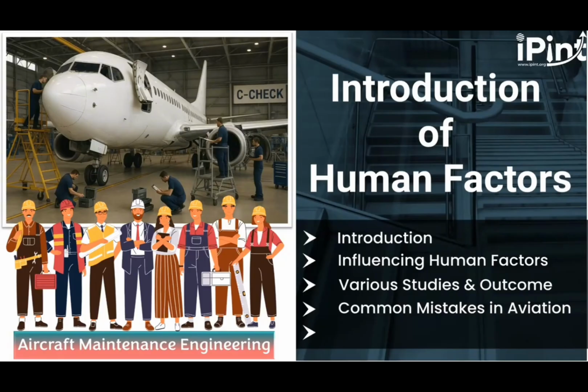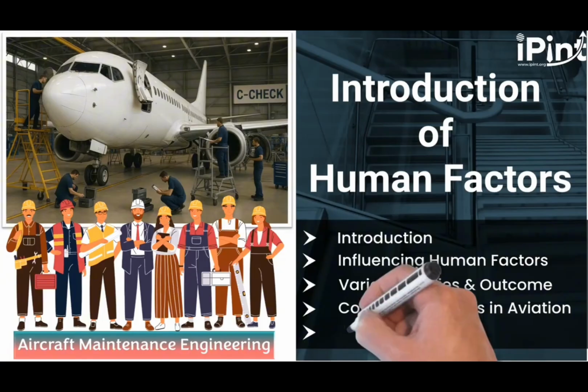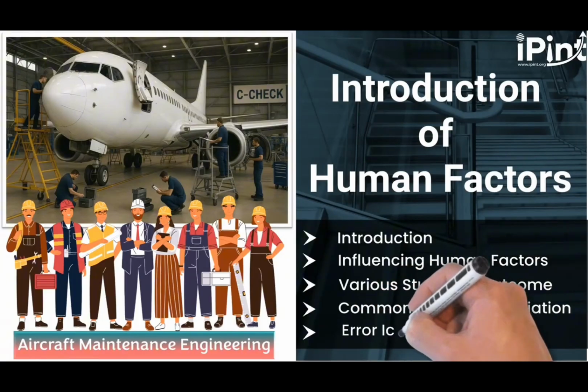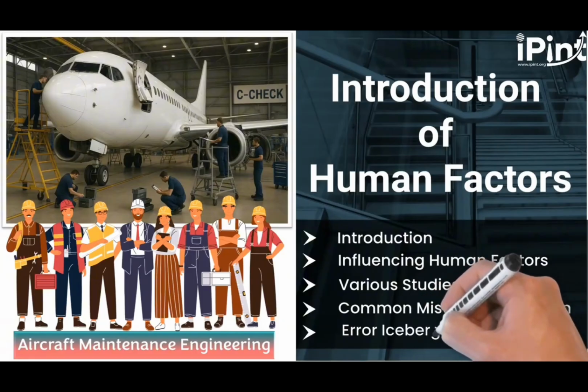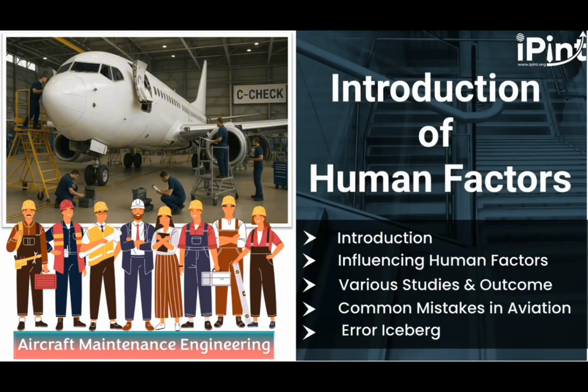And we close this section with the error iceberg, one of the most powerful concepts in aviation safety. As we have already touched on, what we see on the surface is only a fraction of what is really happening. This topic will help you understand the full picture and why looking deeper is always worth the effort. 5 topics, each one connected, each one essential. Let's begin with the introduction and build from there.